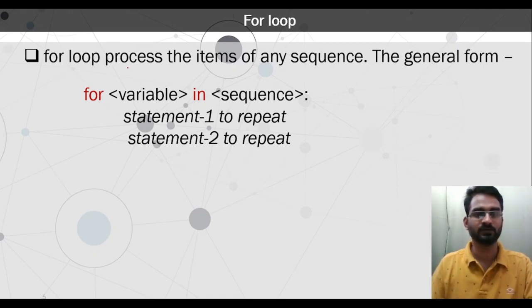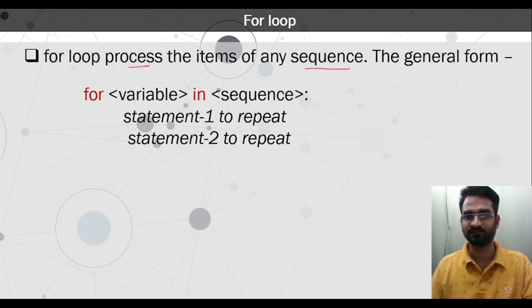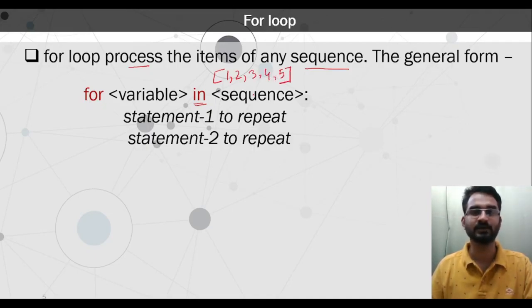For loop processes some items in any sequence. Alright, so the general form goes like this: for, then a variable, and then we will use a keyword called in, and then a sequence. Sequence means some numbers. Let's say I want to repeat something this number of times, 1 2 3 4 5. Then I can put these numbers in the sequence.